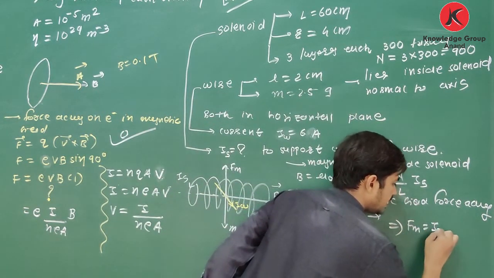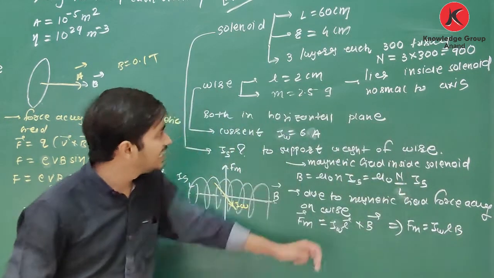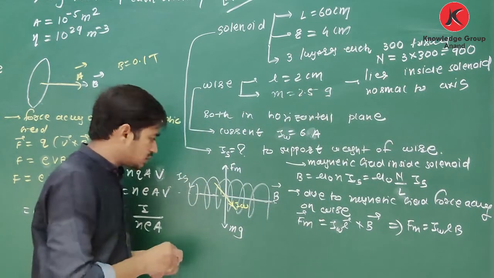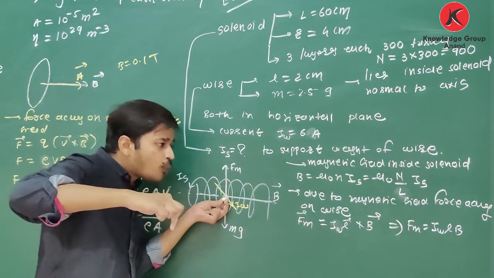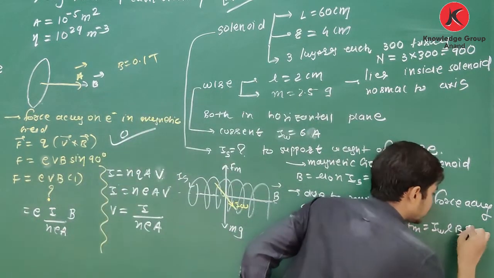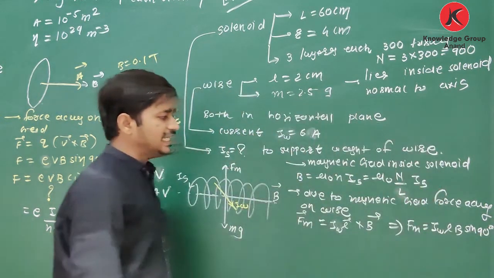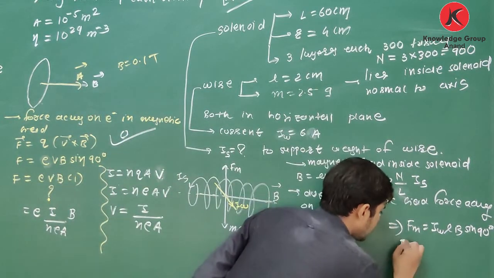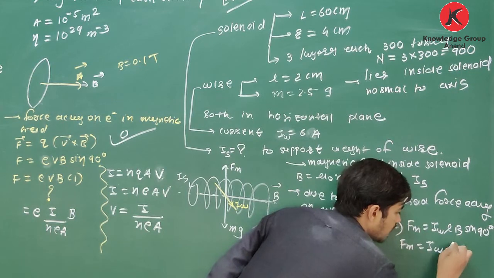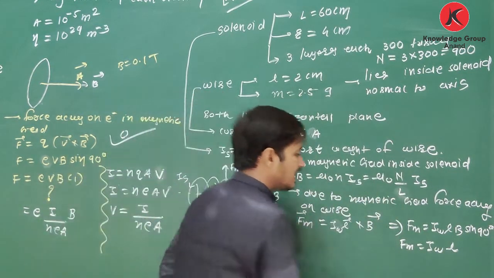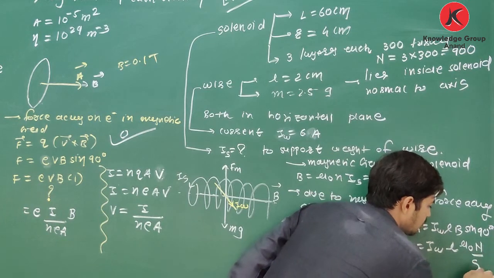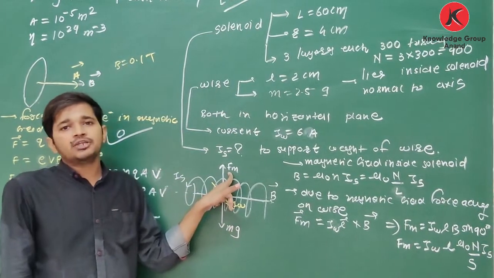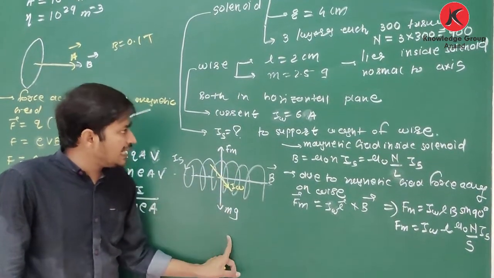Fm is equal to I_W L B. The wire lies inside the solenoid normal to the axis. The magnetic field is in this direction and the current flowing through the wire is in this direction. What is the angle between them? 90, so here it is sin 90. Clear about this? What is the value of sin 90? Yes, it is 1. So here Fm is equal to I_W L B, and here B is mu 0 N upon L times I_S. So this is the magnetic force acting on the wire in the upward direction, with mg in the downward direction.